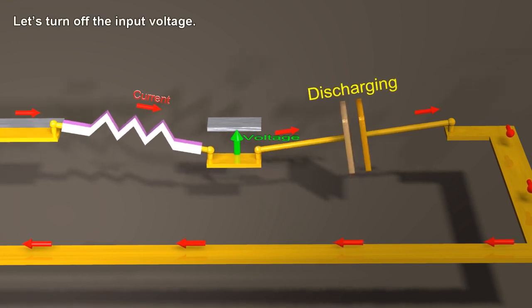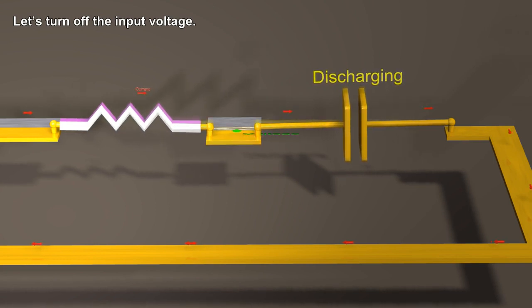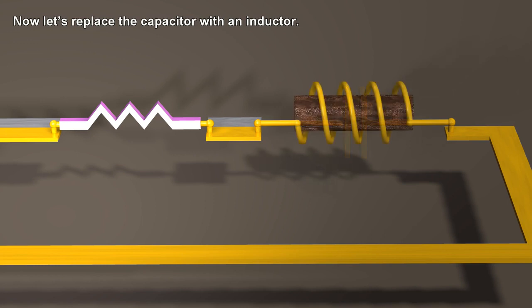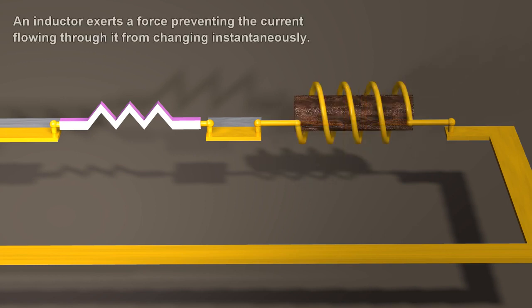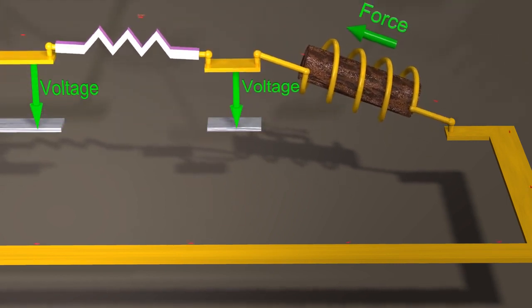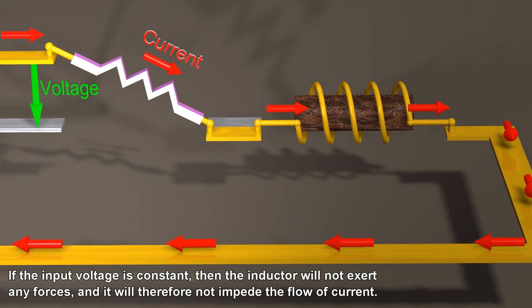Let's turn off the input voltage. Now let's replace the capacitor with an inductor. An inductor exerts a force preventing the current flowing through it from changing instantaneously. If the input voltage is constant, then the inductor will not exert any forces, and it will therefore not impede the flow of current.